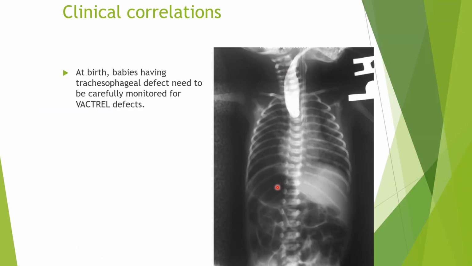This is the X-ray picture of a patient with VACTERL, and this baby has a tracheoesophageal defect and needs to be carefully monitored for VACTERL. This is the barium meal study in which you can see the blind ending proximal part of the esophagus. So these are all the anomalies of the tracheoesophageal septum and the larynx.